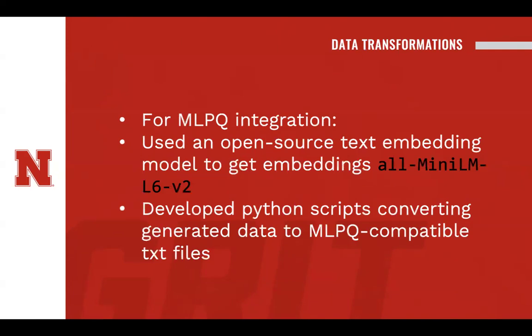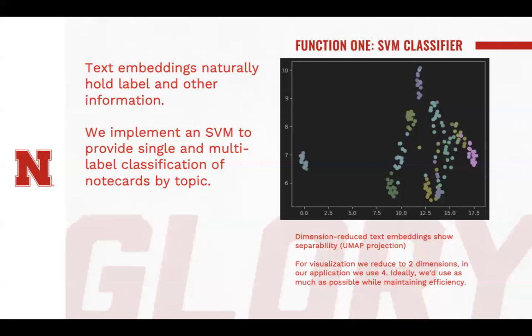Beyond this, we used an open source text embedding model, all-MiniLM-L6-v2, to convert these flashcards into high dimensional vector embeddings, capturing all of the semantic information. And then we were able to convert these vectors into MLPQ compatible text files. This leads us into our first function. We implemented an SVM classifier to provide single and multi-label classification of our note cards.